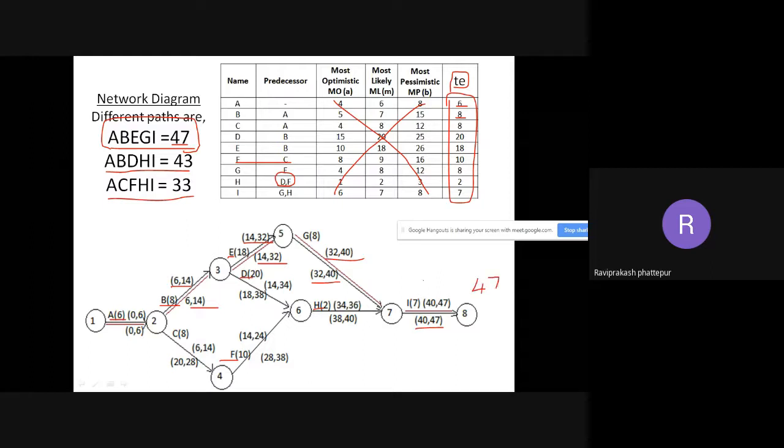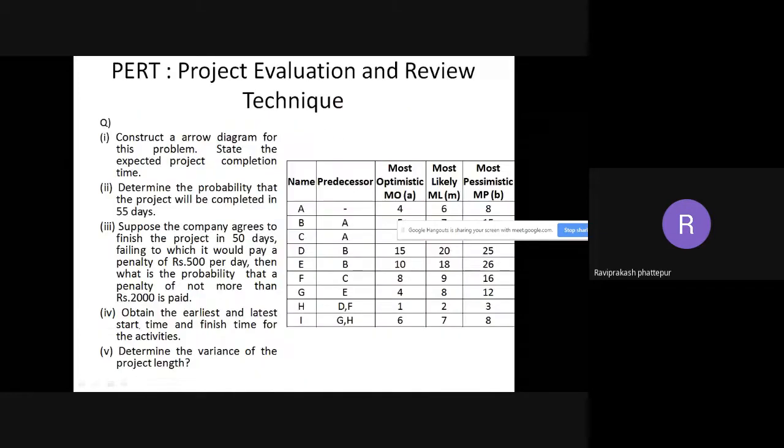Okay, so we are basically solving the fourth and fifth parts. Earliest start, earliest finish, determine variance, we will do it. Then the project duration. They have asked you to state the expected project completion time. The project completion time is 47 days. We have already drawn the arrow diagram also. By doing that, we have found out the project completion time, which is 47 days. And earliest start and earliest finish also we have completed.